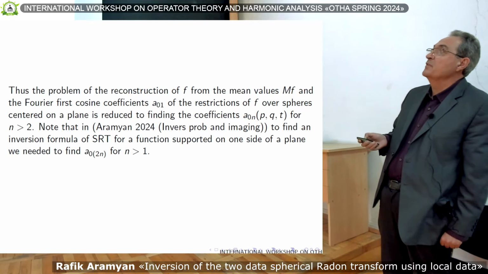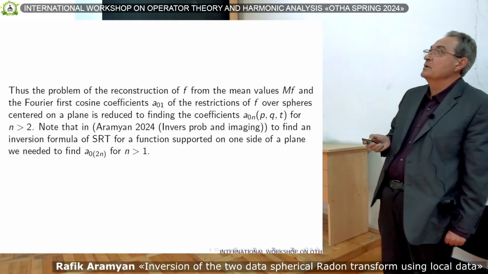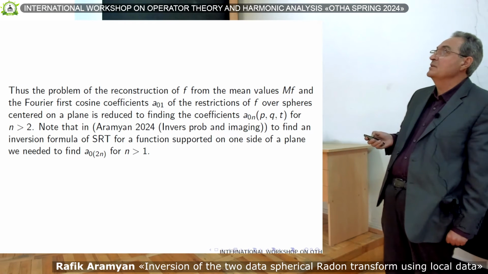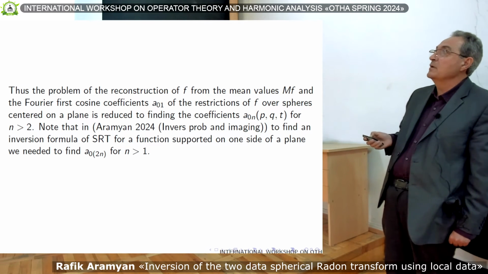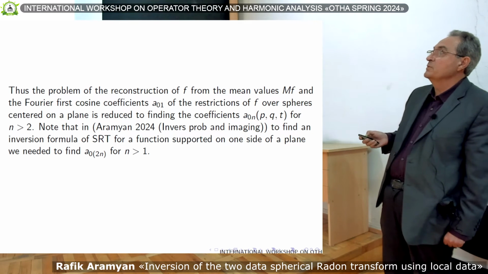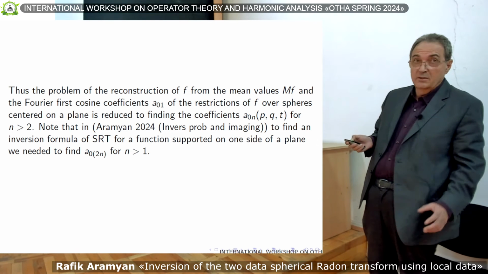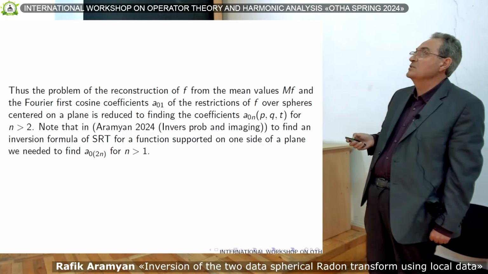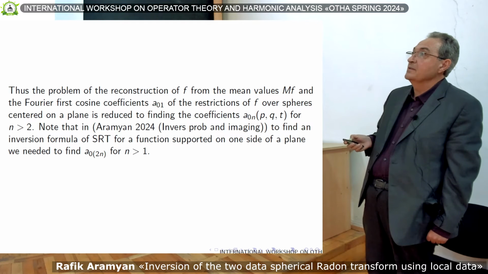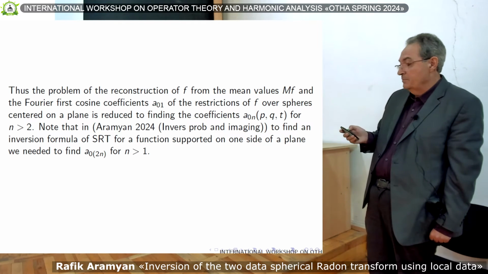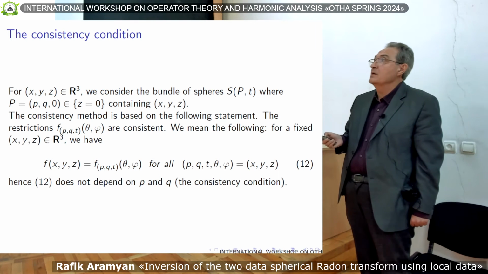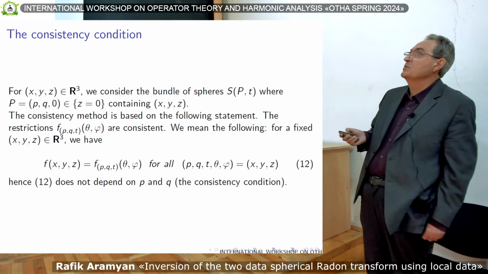Thus, the problem of reconstruction of f from the mean value and the Fourier cosine coefficient A01 is reduced to finding the coefficients A0n. Note that in that article, inverse problems and imaging, to find the inversion formula for the SRT for a function supported on one side of the plane, we needed to find coefficients with even numbers. To find these coefficients, I apply the consistency method. Very briefly about the method.